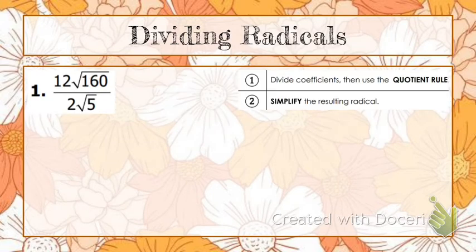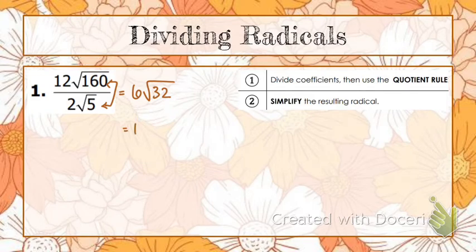Number 1 on your worksheet is 12 times the square root of 160 over 2 square root of 5. So it says divide the coefficients and then use the quotient rule. So we have 12 divided by 2, that's 6. And the quotient rule says we can take 160 divided by 5 and put that under a radical. And 160 divided by 5 is 32. Then we're just going to simplify this.